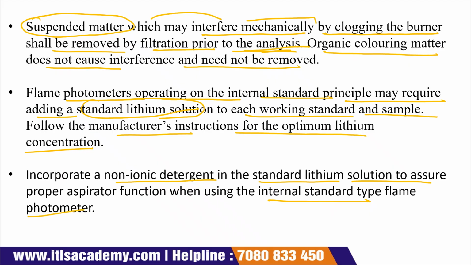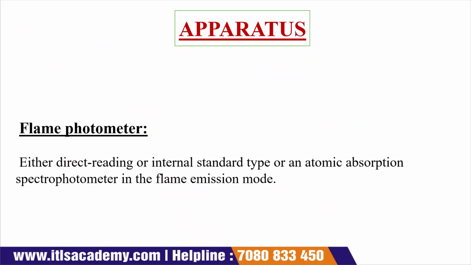Now, the next is your apparatus. Flame photometry is the apparatus which we use for performing this experiment. Either a direct reading flame photometer, or an internal standard type, or an atomic absorption spectrophotometer in flame emission mode will be used for performing this experiment.